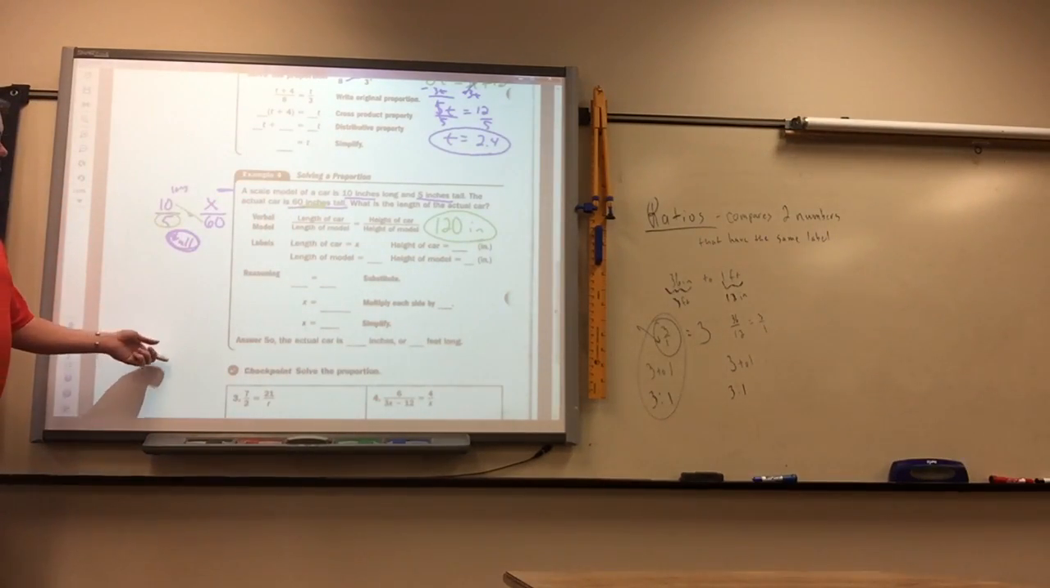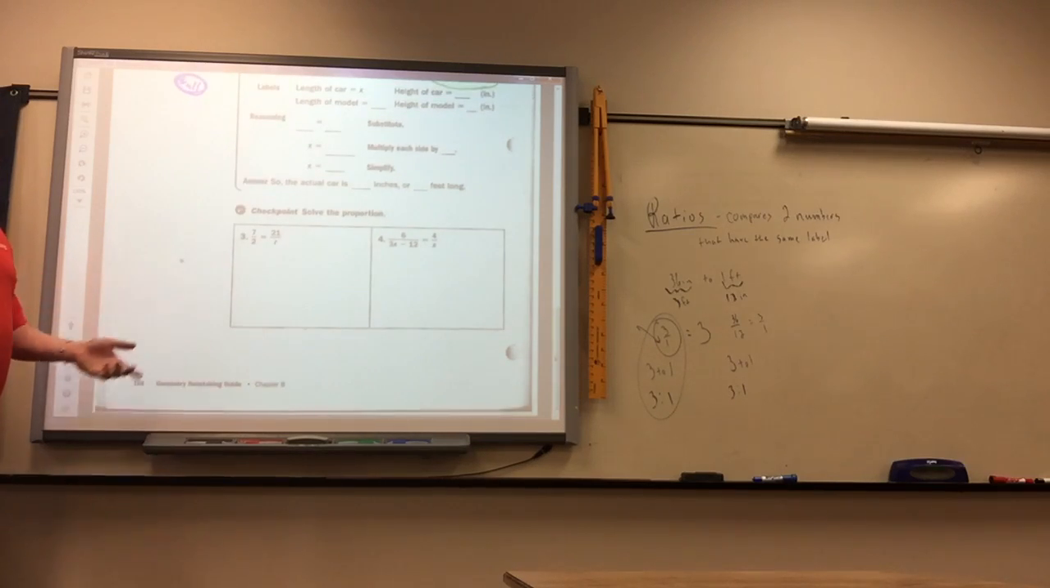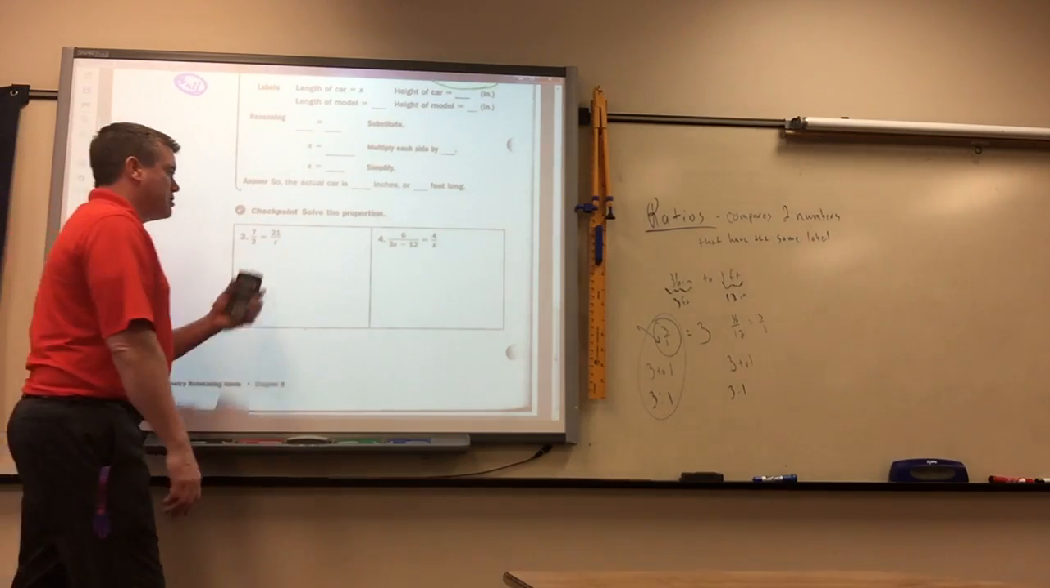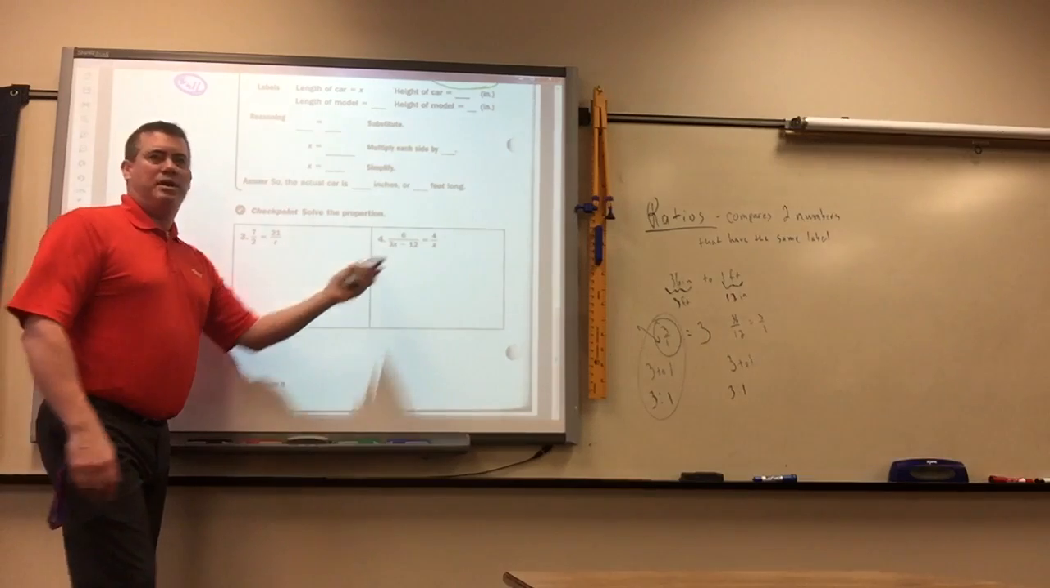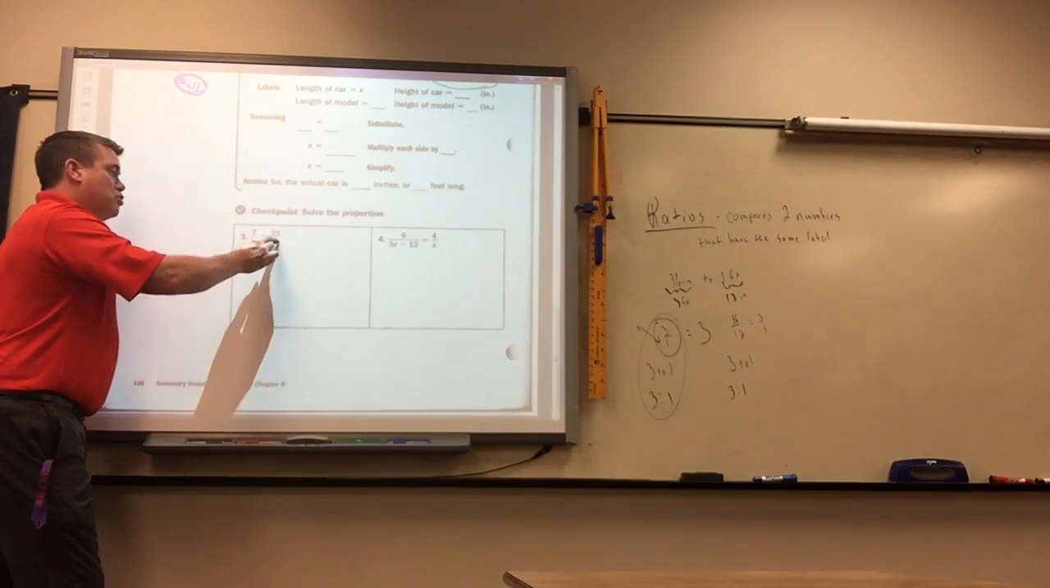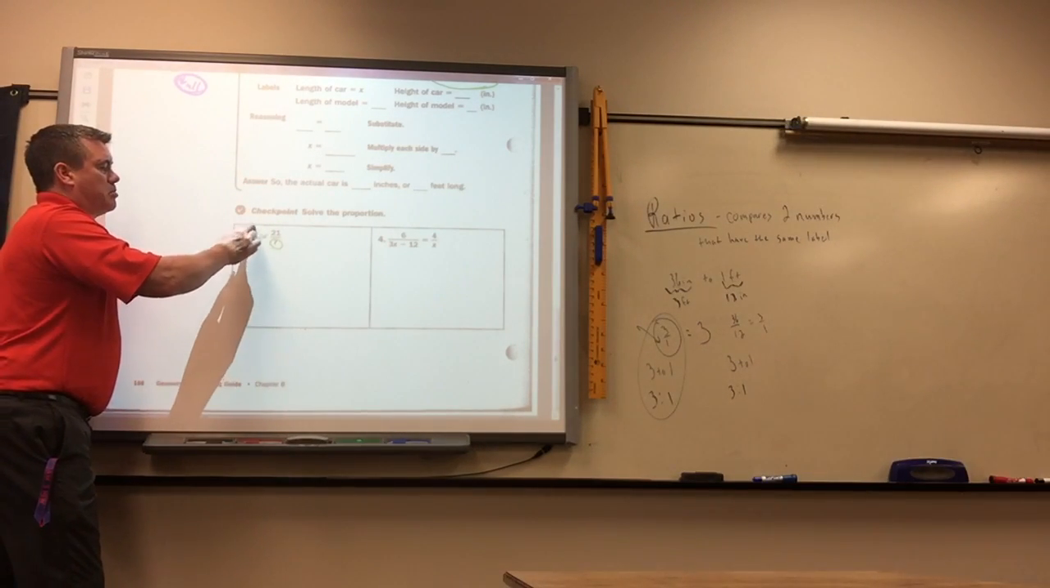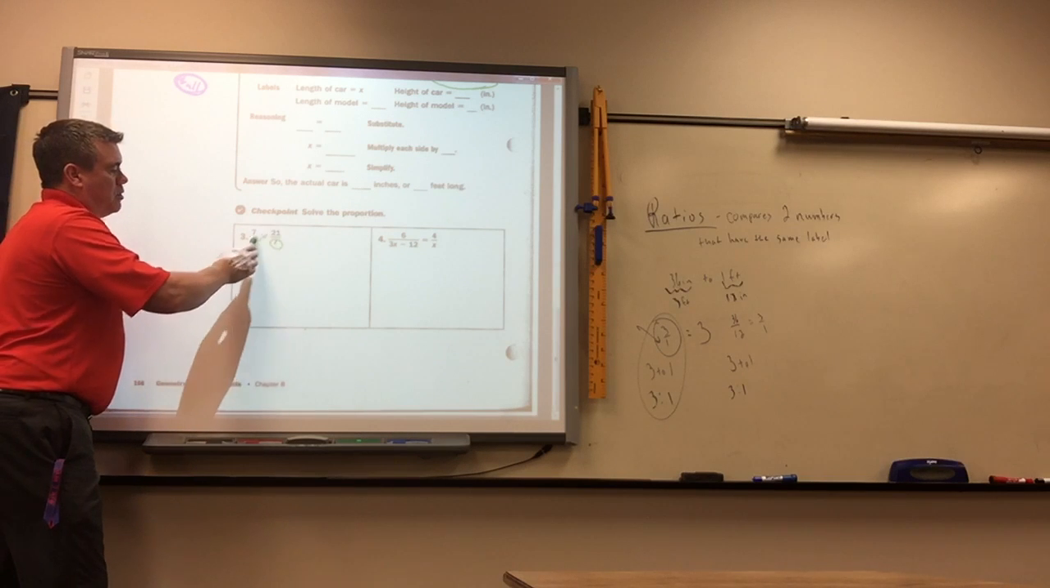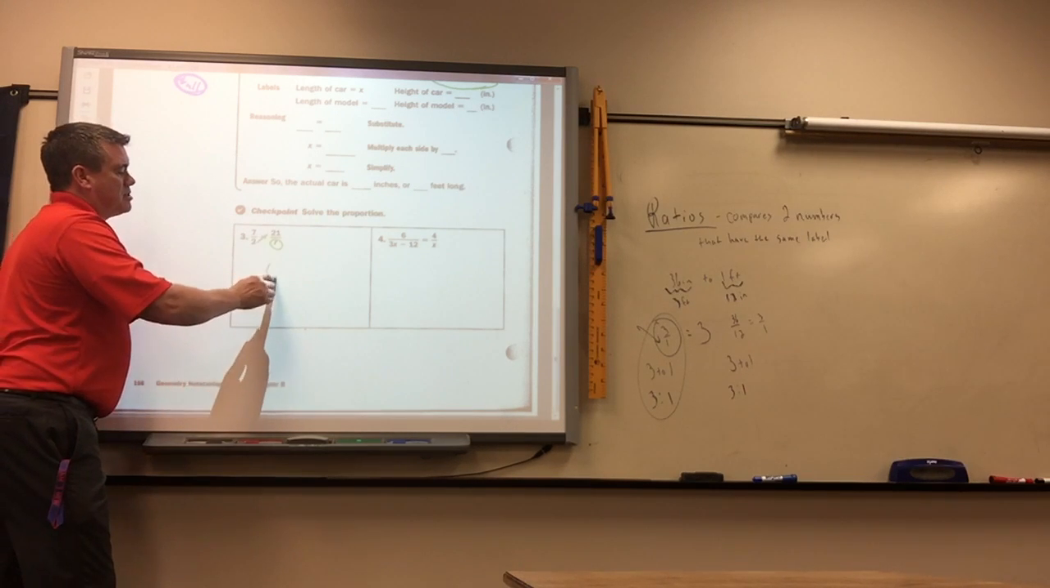Right? Okay. So, you have two types of proportions. The easy ones, and the ones where you have to write an equation. If it's just one letter missing, you just cross multiply and divide. 21 times 2 divided by 7 is 6.